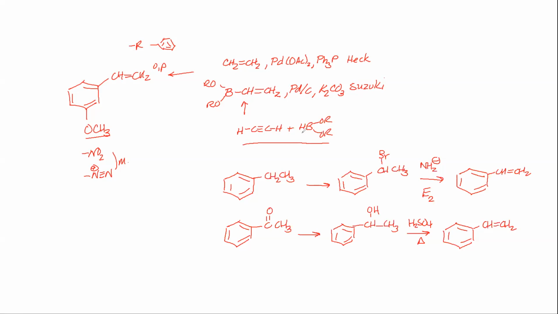Okay. So remember that for this one, we're adding the H and the boron 100% cis, with the boron going to the least hindered carbon. In this case, it doesn't matter which carbon it goes to. These can get really complicated really fast.